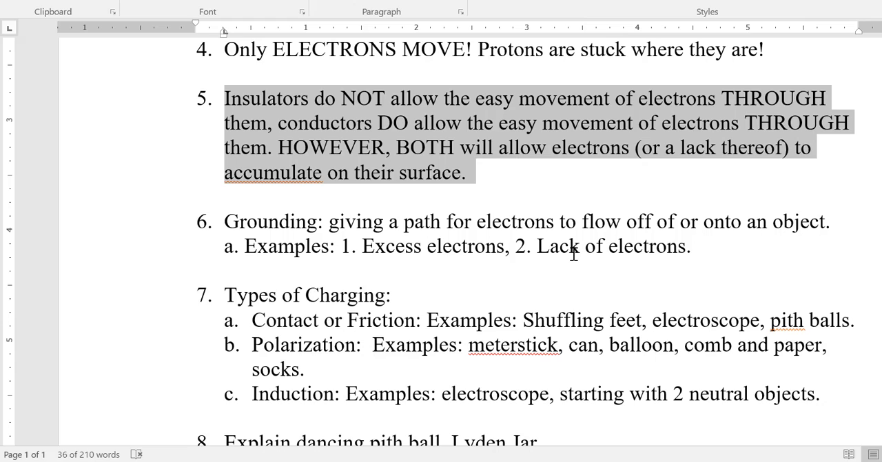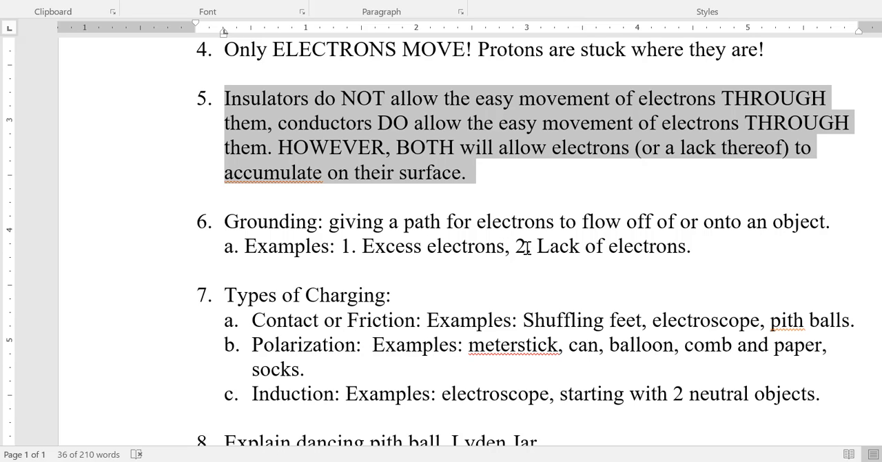The next one, insulators, so things like plastic or wood or rubber or concrete or glass, do not allow the easy movement of electrons through them. However, conductors, examples would be any kind of metal, water with some ions in it, like salt water, other liquids that have ions in it.